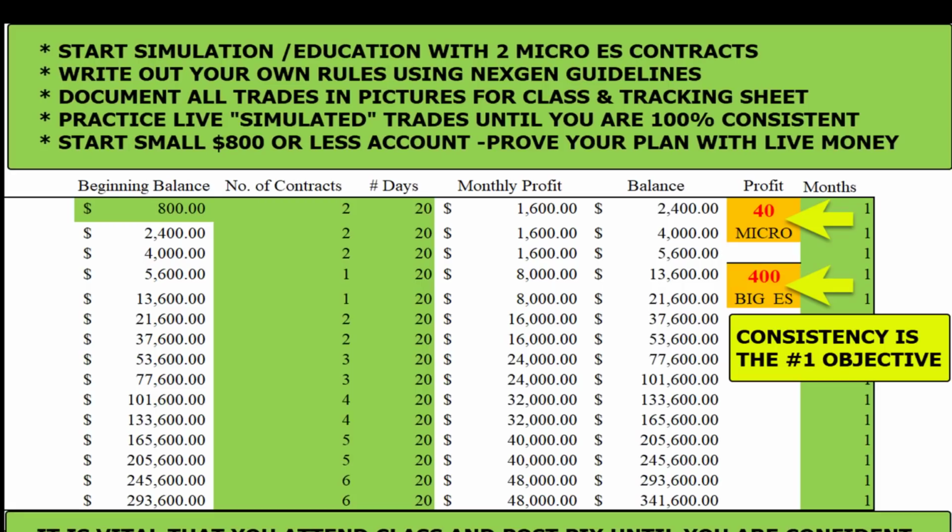So look, your goal is to make $40 a day on one micro contract. I mean, you're going to find it really easy when you're doing it with the triggers, with the trend. Do it on simulator, post your pictures in class, track your spreadsheet, make sure you can follow the triggers and the rules perfectly before you go live.